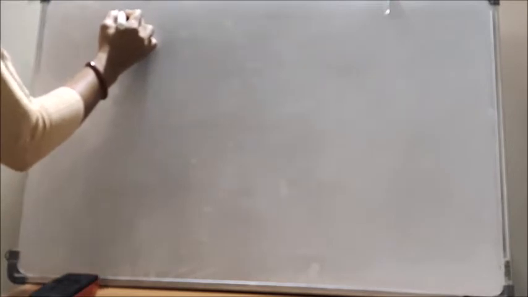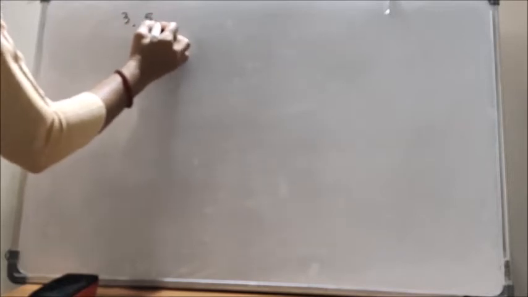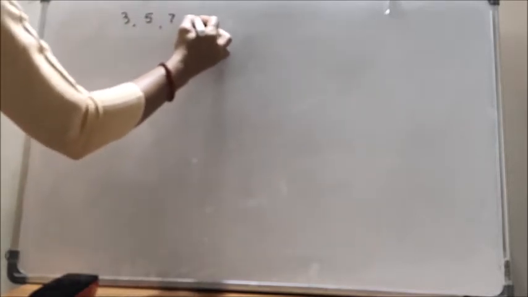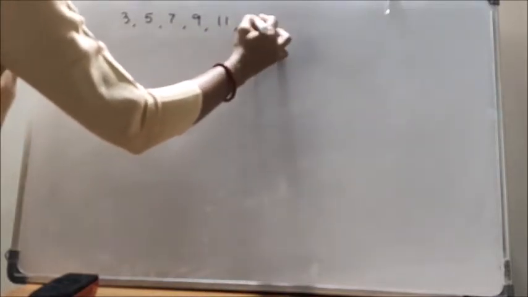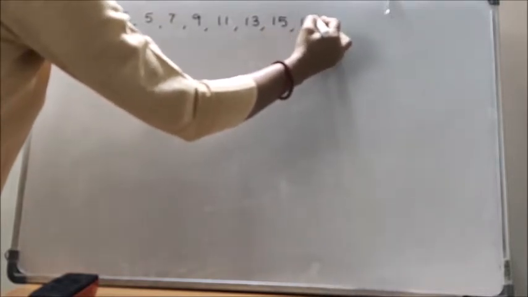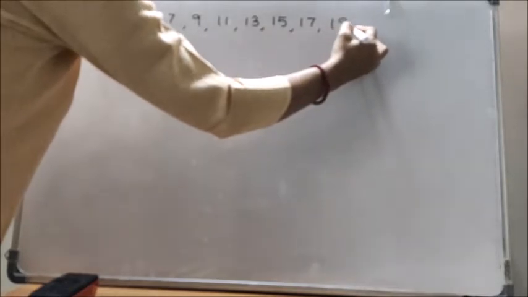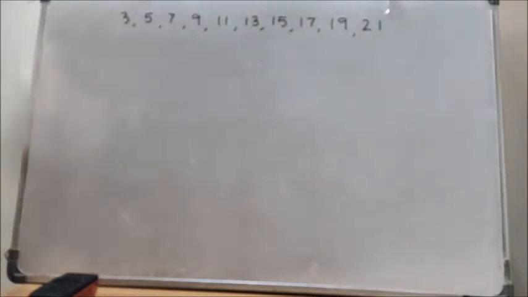We will try to devise a formula to find the sum of all the terms of an AP. Let us assume that we have an AP, for example 3, then we have 5, 7, 9, 11, 13, 15, 17, 19, 21. Suppose this much is the AP.